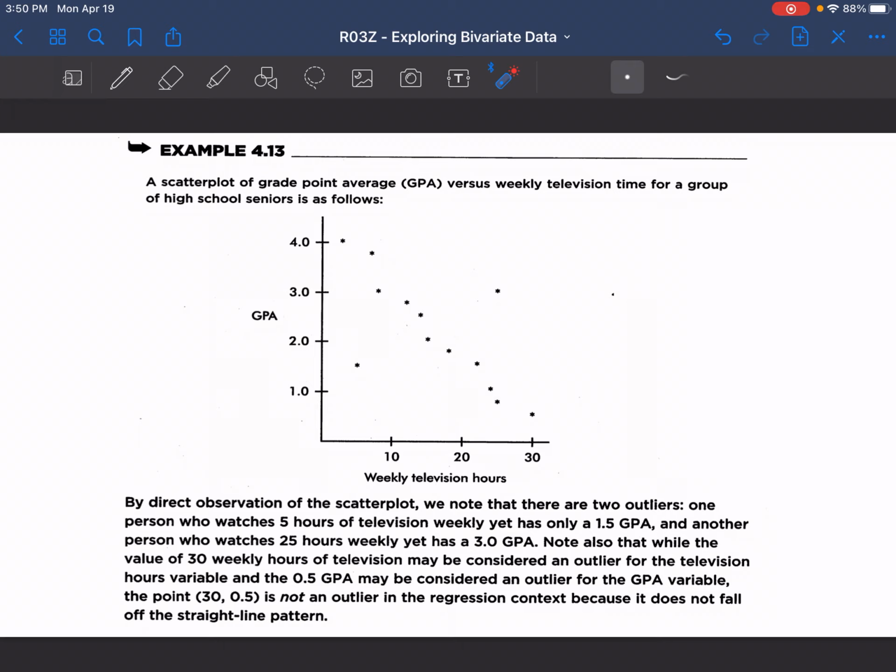By direct observation of the scatter plot, we note that there are two outliers. One person who watches 5 hours of television a week has only a 1.5 GPA, and another person who watches 25 hours weekly yet has a 3.0 GPA. Note also that while the value of 30 weekly hours of television may be considered an outlier for the television hours variable, and 0.5 GPA may be considered an outlier for the GPA variable, the point is not an outlier in the regression context because it does not fall off the straight line pattern. So this point is not considered an outlier. However, these 2 points right here could be considered outliers or influential points in this case.